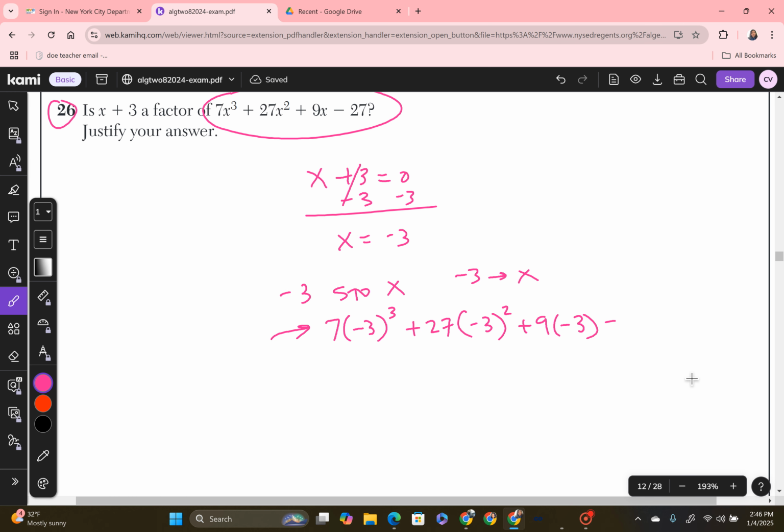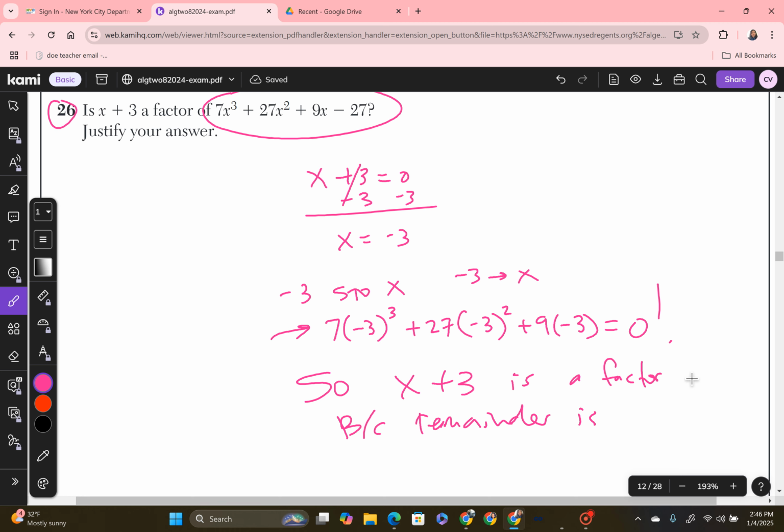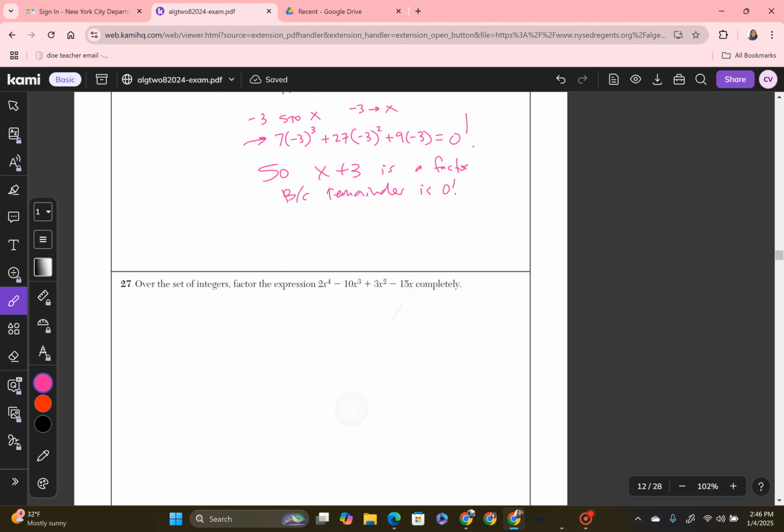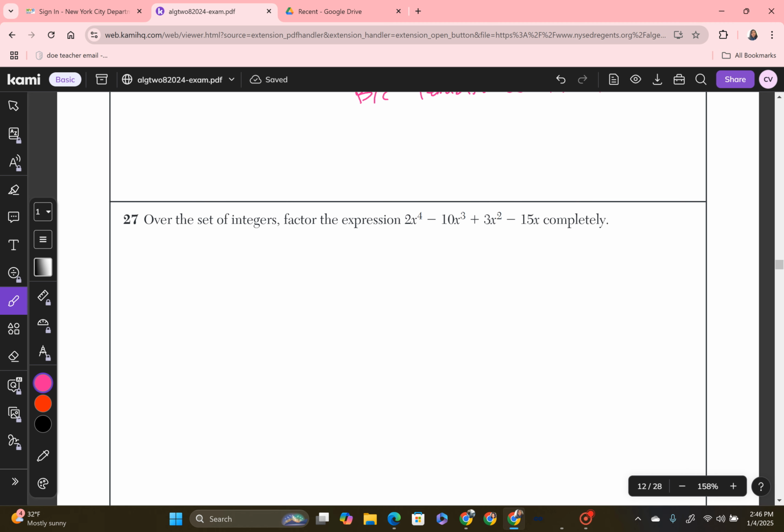Equals 0. Okay, so x plus 3 is a factor because the remainder is 0. And that is enough to get those 2 points. Okay. For this one, it says over the set of integers, factor it.